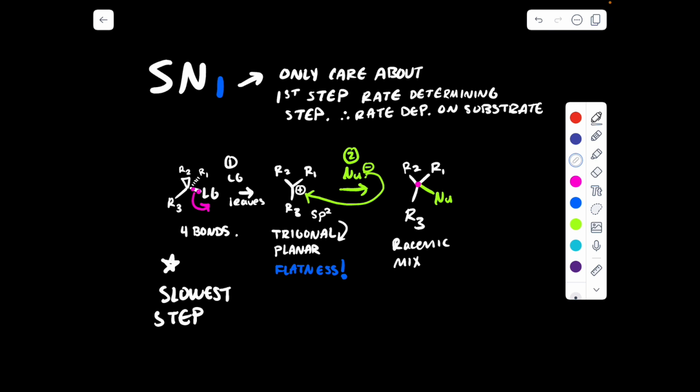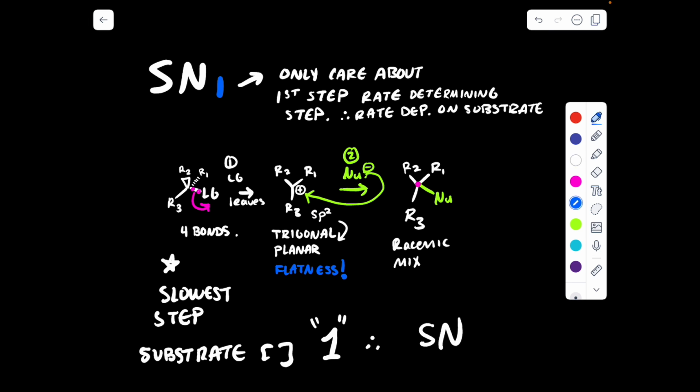So that means we only care about the concentration of our substrate. We only care about the concentration of one thing. Therefore, this is referred to as an SN1. It has to do with the mechanism.